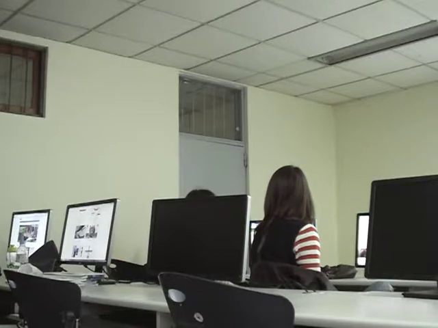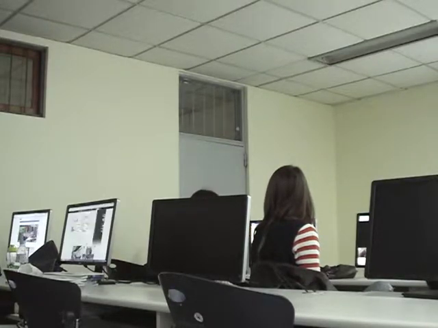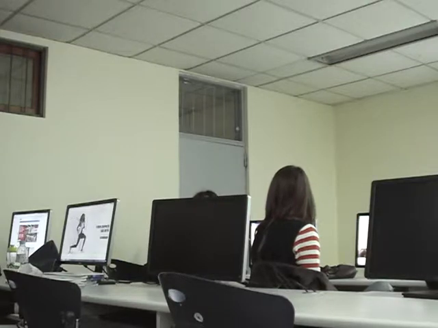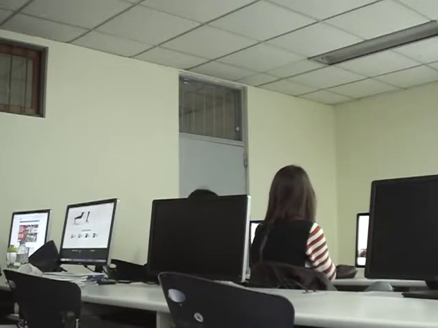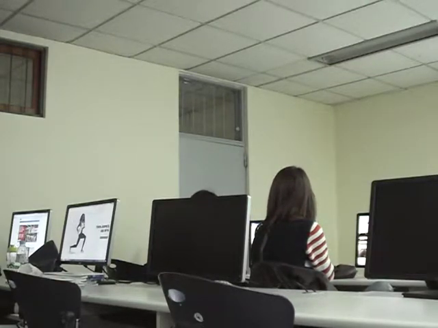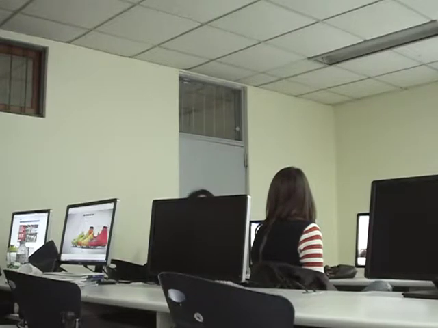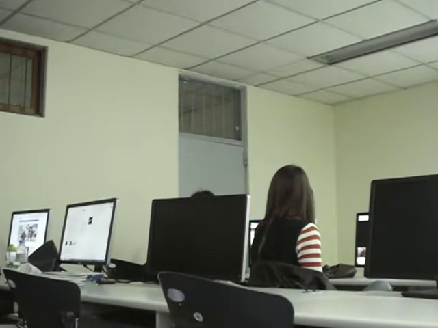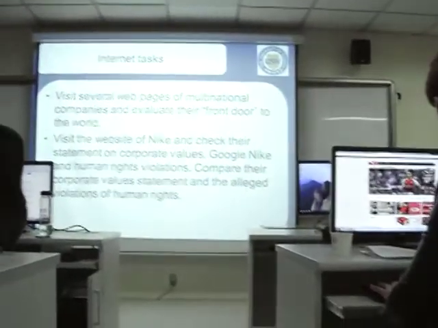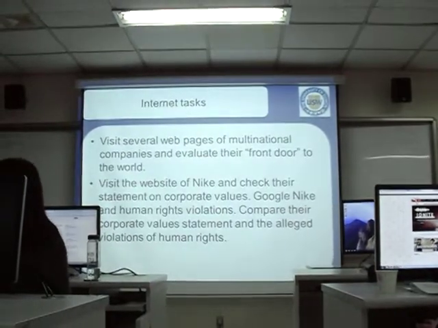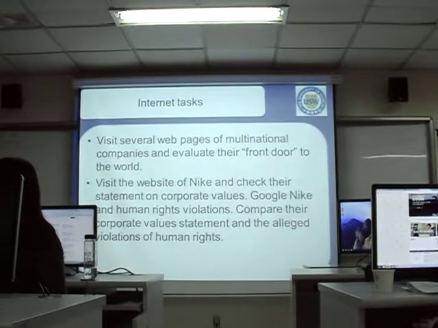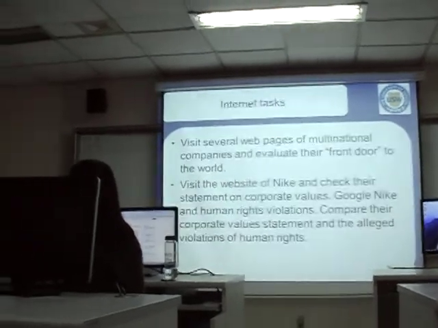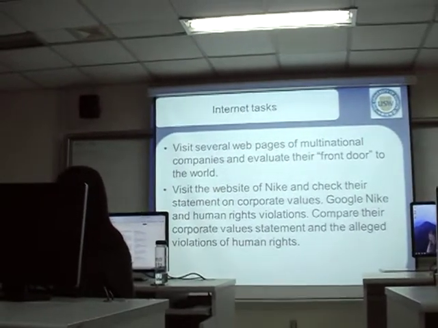Can you find it in Russian easily? Repeat the question, please. Can you find the Russian language version? No, I didn't know where I can find it. It's not easy to find the Russian language one. But is that company big in Russia? Is the United Colors of Benetton big in Russia? Is it famous in Russia? Yeah, of course. I see.